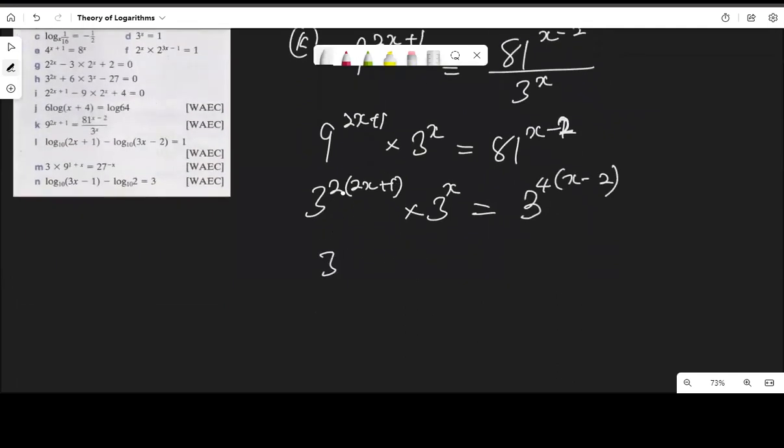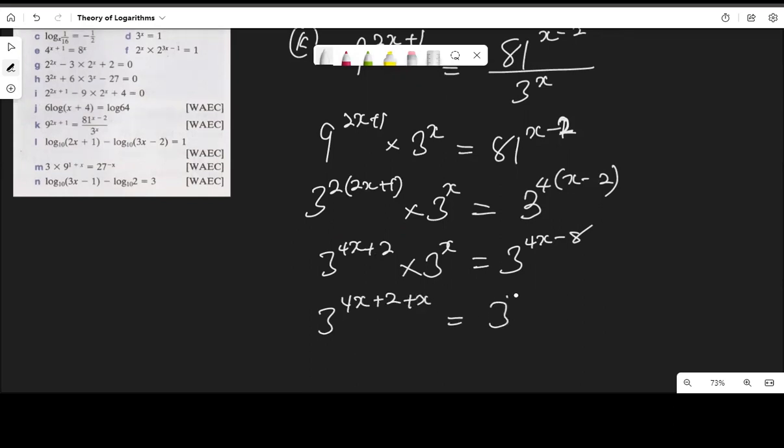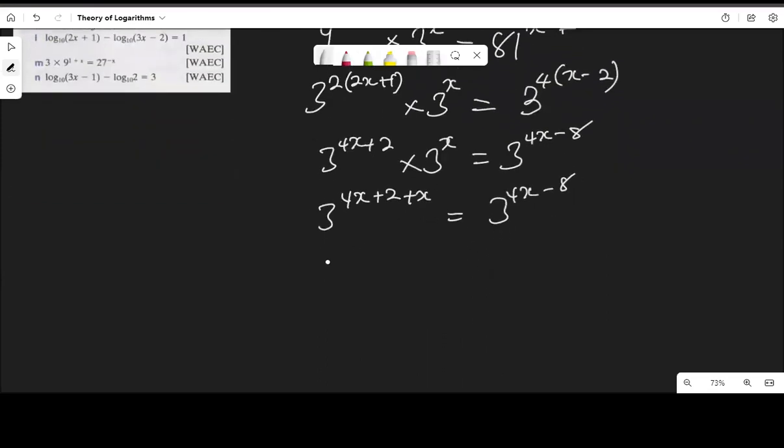Now distributing this, 2 times this is 4x, then 2 times this is 2, multiply by 3 to the power of x equal to, distributing this 4, I'll have 4x minus 8. So that 3 to the power of 4x plus 2, then plus this x, I'm applying the first law of indices, for the 3 to the power of 4x minus 8, 4x plus x is 5x, so I have 3 to the power of 5x plus 2 is equal to 3 to the power of 4x minus 8.